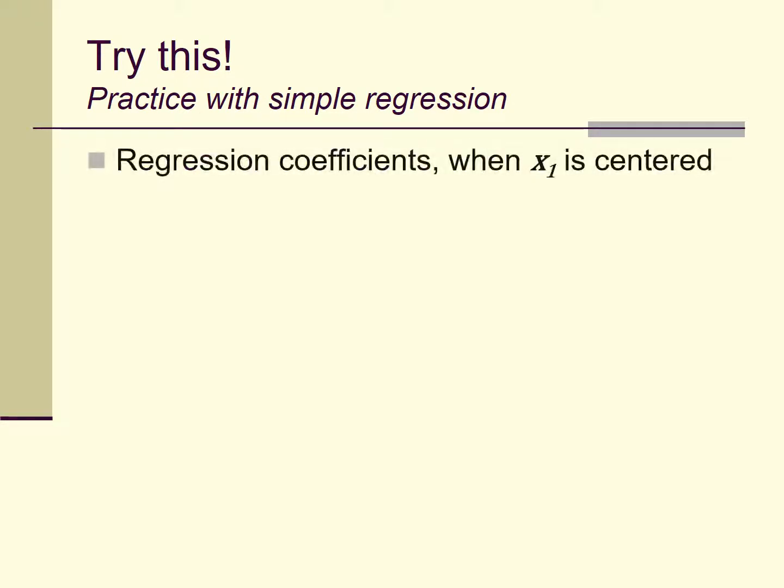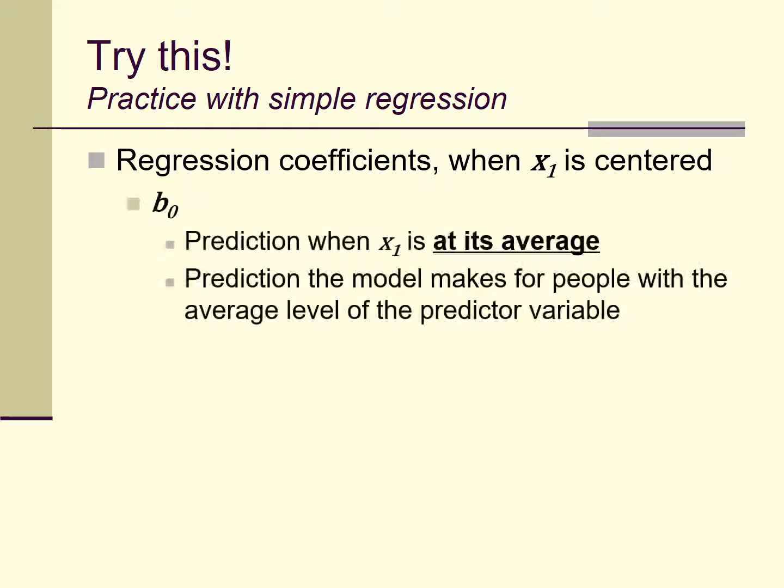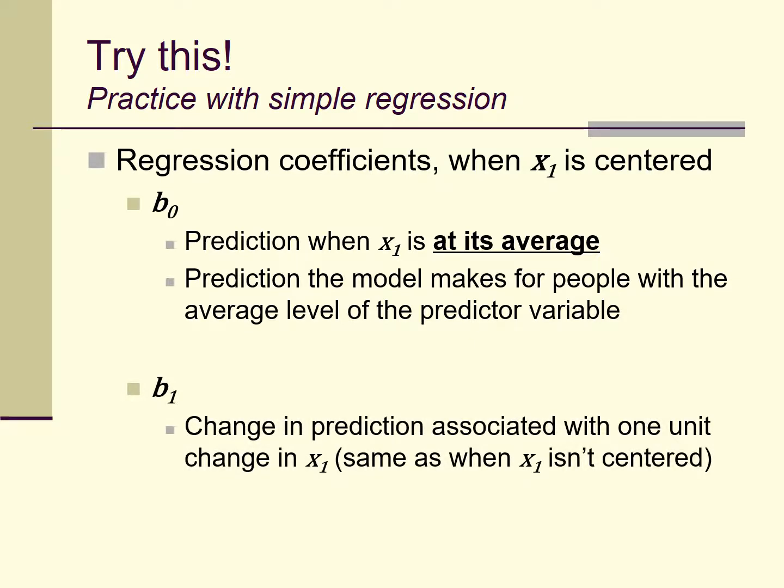The consequence of this, or what this means, is when we run a regression and we use a centered predictor variable, the intercept is now the prediction that the model makes when the predictor variable is at its average, not when it's at 0, which is what it is for an uncentered predictor variable, but at its average. Put another way, this is the prediction the model makes for people with an average level of whatever our predictor variable is. And B sub 1, the slope, that's just the change in the outcome variable associated with a 1 unit change in the predictor variable, which is the same as what it was all along. That hasn't changed as a consequence of our centering.